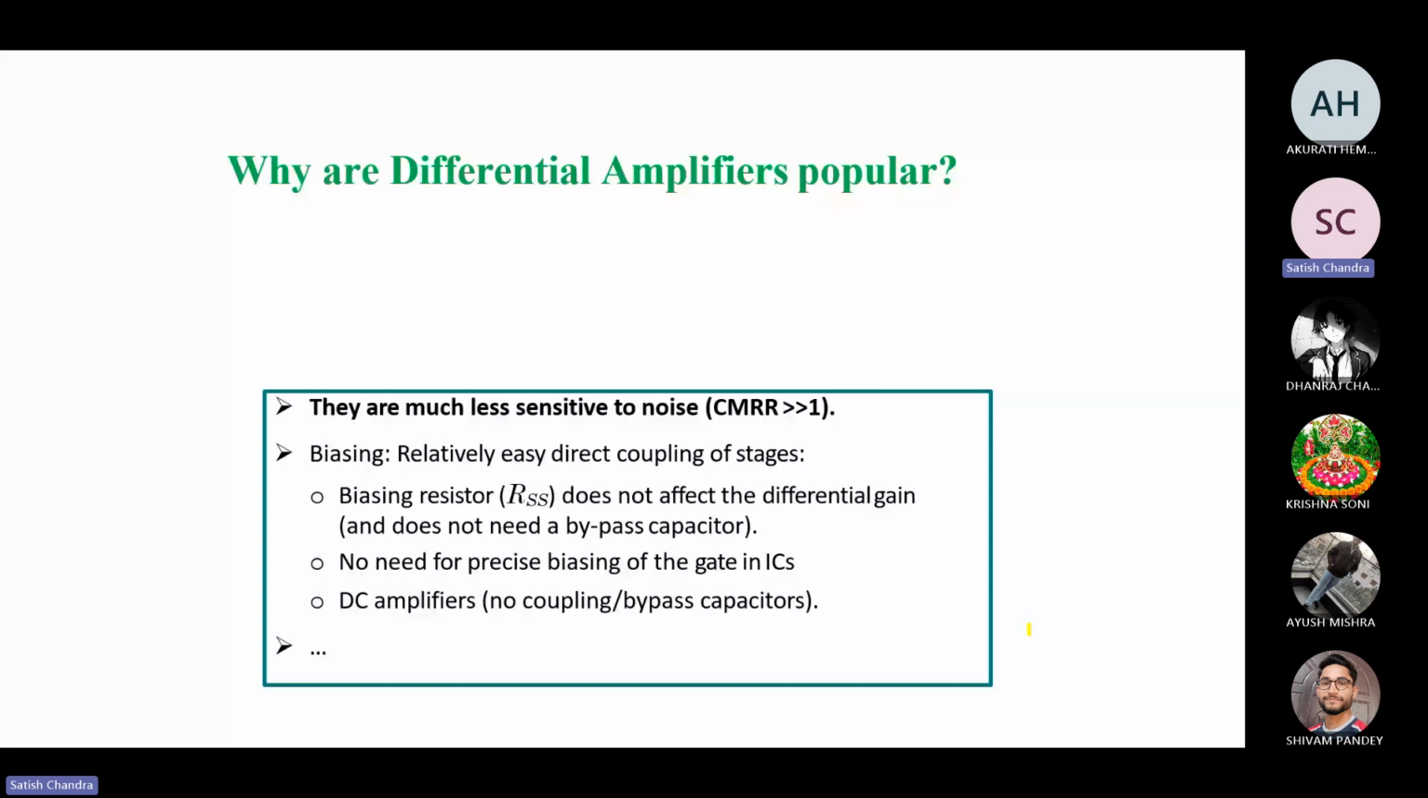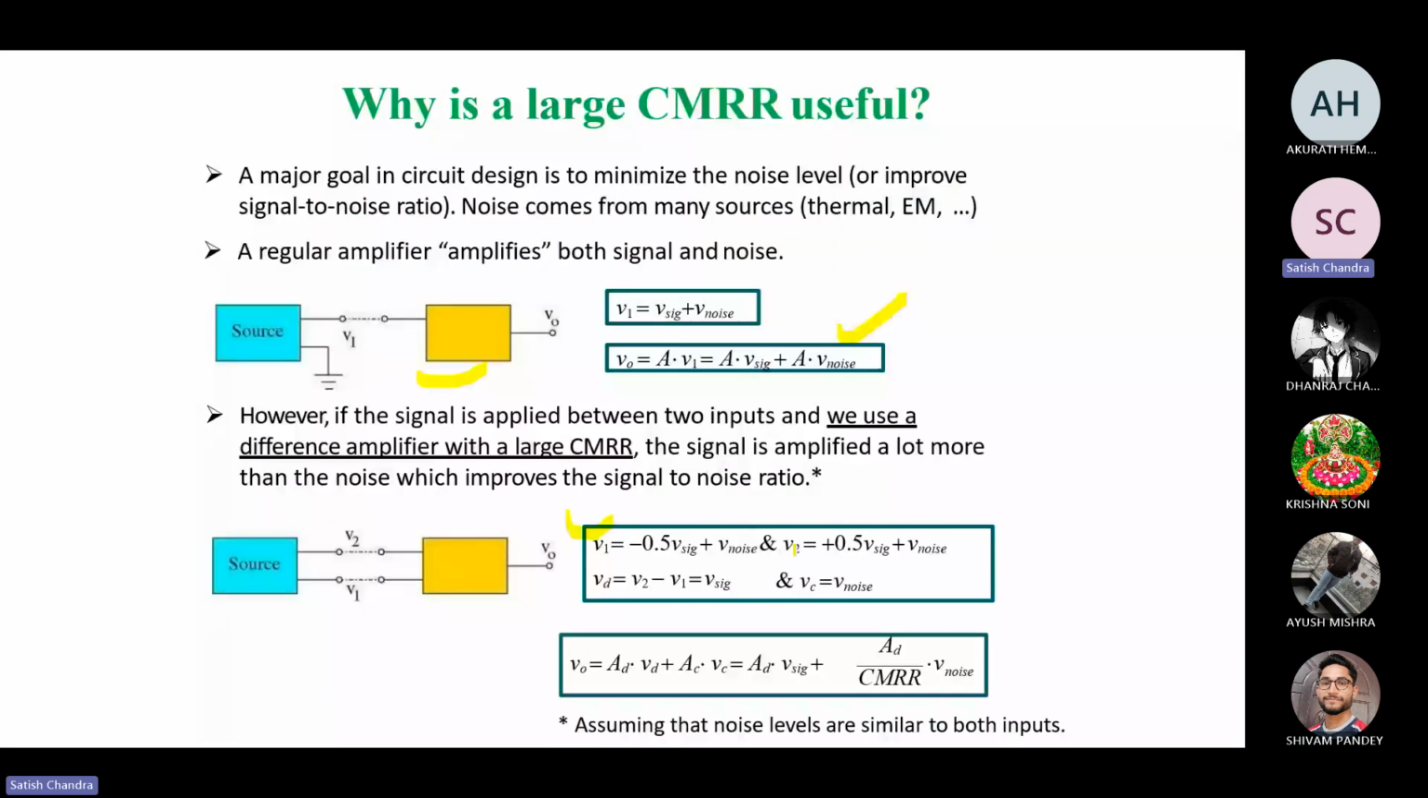Here the signal is amplified a lot more than the noise, which improves the signal to noise ratio. That's what we have done. So we are saying that V1 is like this and V2 is like this, where the V noise is there. If I take the difference of those, we are going to get only the V.